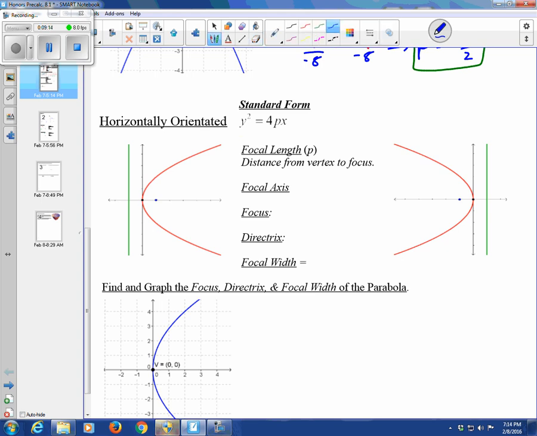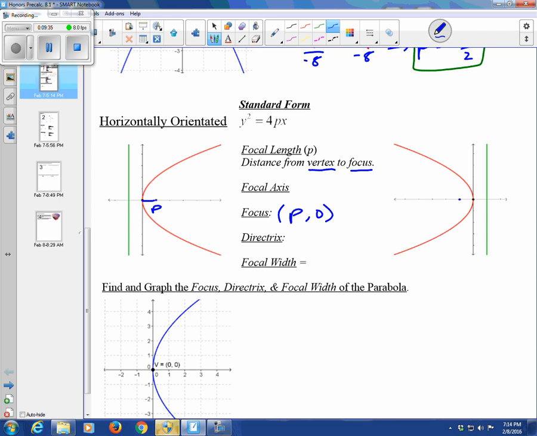Now, the focal length is going to be defined in that same way. So that's always going to be the distance from the vertex to the focus. And for our horizontally orientated parabola opening to our left, we can see that p-value giving us the focus as the ordered pair (p, 0).